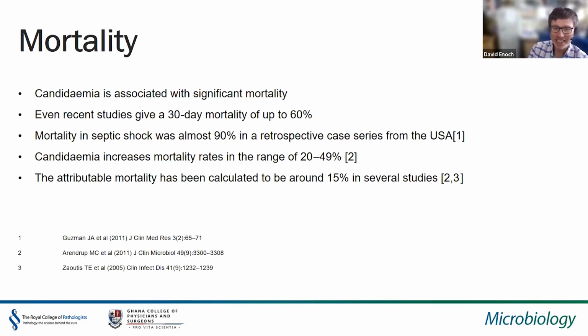In terms of mortality, well, candidaemia is associated with significant mortality. In some studies, say up to 60%. And if they've got septic shock, it's up to 90%. But typically it ranges from about 20 to 50%, with an attributable mortality of about 15%. So it is a significant cause of death.